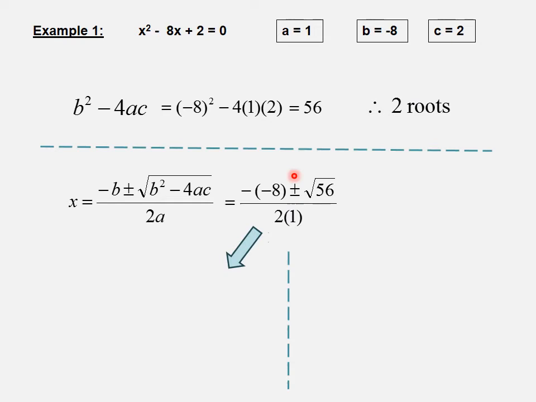Now the next step is we break this down into two pieces because of the plus or minus. It's actually two equations. So we write them this way and this way. So what this says is 8 plus square root 56 divided by 2. That's one thing that this says. And the other thing that this says is 8 minus square root 56 divided by 2. So notice that we've tidied up the signs on the 8. The minus and the minus make a plus. Okay, so the two pieces are, one is a plus and one is a minus.